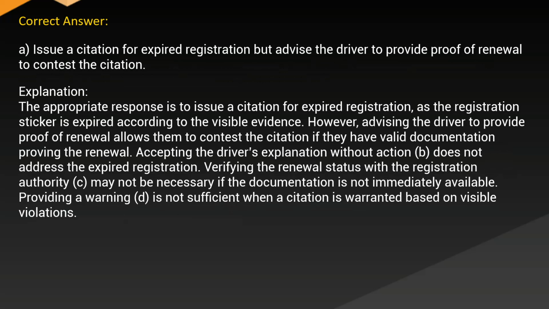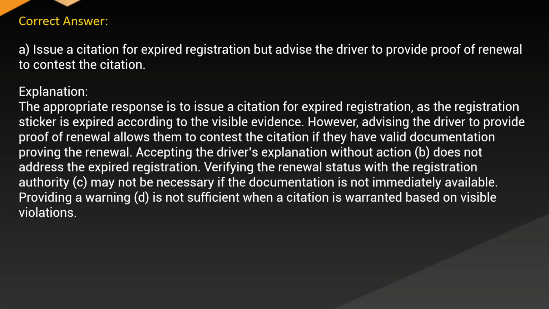Correct answer: A. Issue a citation for expired registration but advise the driver to provide proof of renewal to contest the citation. Explanation: The appropriate response is to issue a citation for expired registration, as the registration sticker is expired according to the visible evidence. However, advising the driver to provide proof of renewal allows them to contest the citation if they have valid documentation proving the renewal. Accepting the driver's explanation without action, B, does not address the expired registration.